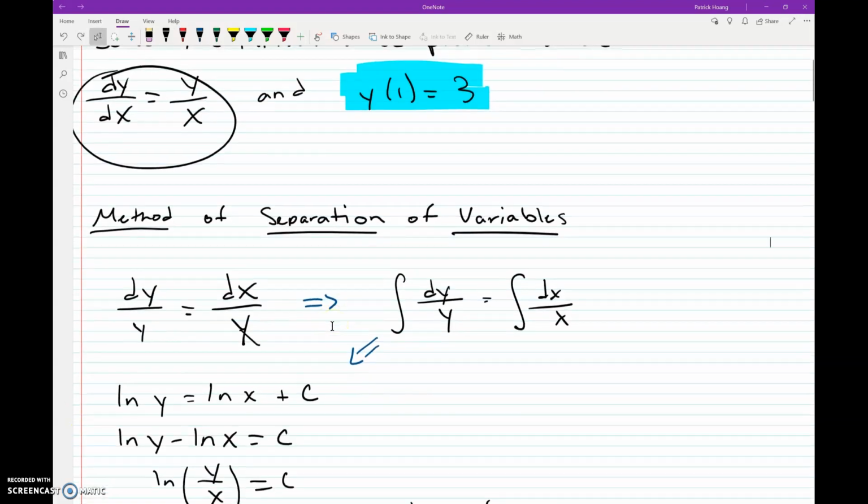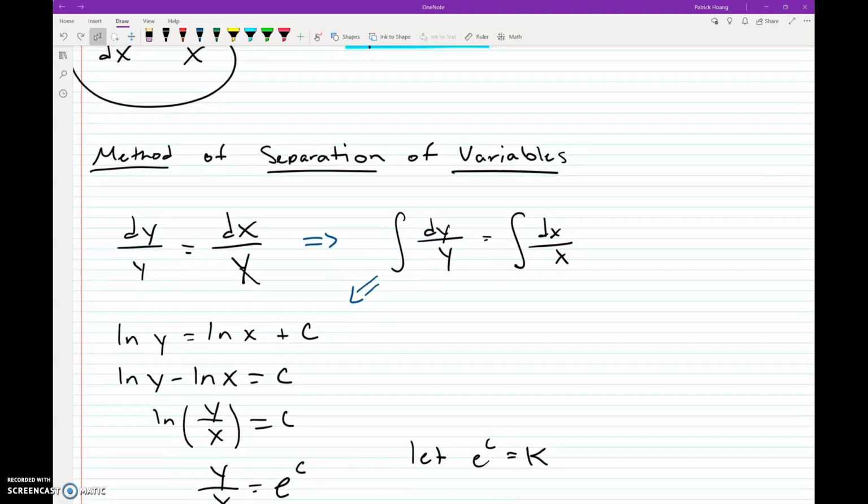Now that we have the differential associated with the correct variable, we can integrate both sides with respect to the variables. So the antiderivative, or the integral of dy divided by y would be natural log of y, and the integral of dx over x would be natural log of x. Now remember, this is an indefinite integral, so we have to have a constant of integration, and this is probably the most common mistake that Calc 1 and Calc 2 and many more Calc students make, in that we forget the constant of integration.